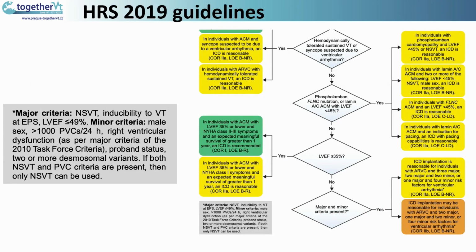So these different risk factors have been taken into account differently in the different guidelines. Here are presented the HRS guidelines, where you can see that the different risk factors were stratified as major and minor risk factors, and depending on how many minor or major risk factors you can find in your patient, you can propose an ICD or not.